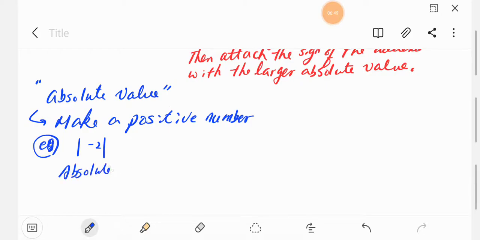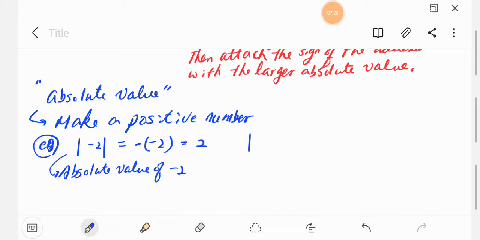Absolute value of negative 2. We call this absolute value of negative 2. This is how we read it. Then make this negative 2 positive. It was negative 2, but how do you make it positive? Well, put the negative sign outside. So this is the opposite of negative 2, right? Opposite of negative 2: negative, and then parenthesis, negative 2 becomes positive 2.